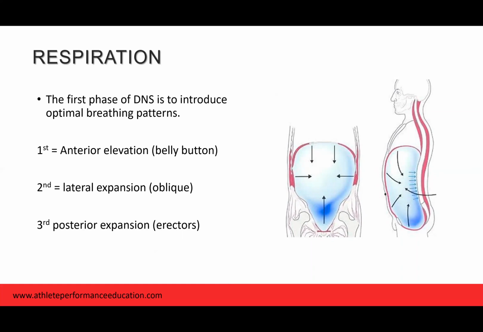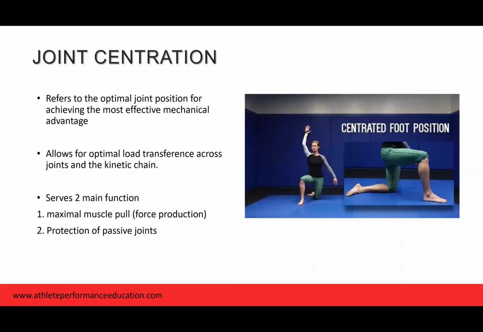And the greater our expansion there across the front, sides, and back, the greater facilitation of stability that we'll create through the body. The next thing we want to look at is joint centration. This refers to the optimal joint position for achieving the most effective mechanical advantage. It allows for optimal load transference across joints and the kinetic chain. And it serves two key purposes.